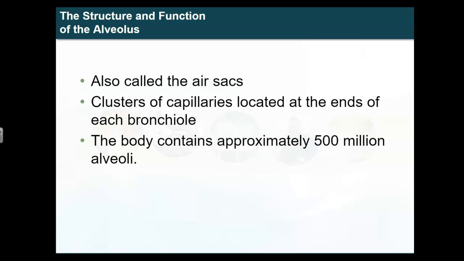They're clusters of capillaries located at the ends of each bronchiole, and the body contains approximately 500 million alveoli, which to me is astounding, because the human heart beats about 40 million times in its lifetime. So to think on a scale of millions, you have a human heart that beats about 40 million times its entire life, and then you have 500 million alveoli inside of your lungs. That's insanity to me. But it's something I think is interesting and important to share.